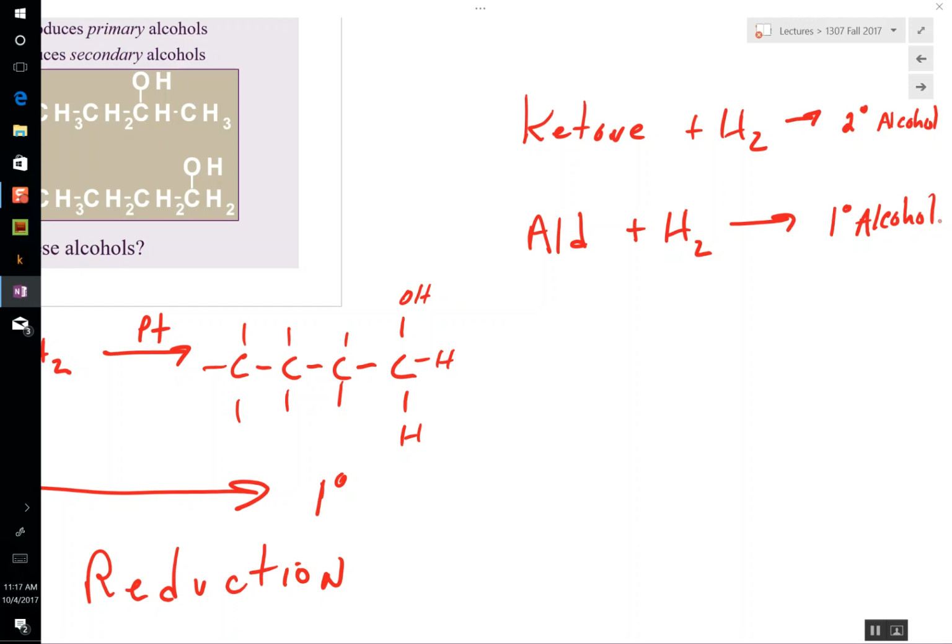Yeah, so there could be a question on the test, and the answer isn't just, oh, a ketone plus a hydrogen yields an alcohol. It's specifically what kind of alcohol, a secondary alcohol.